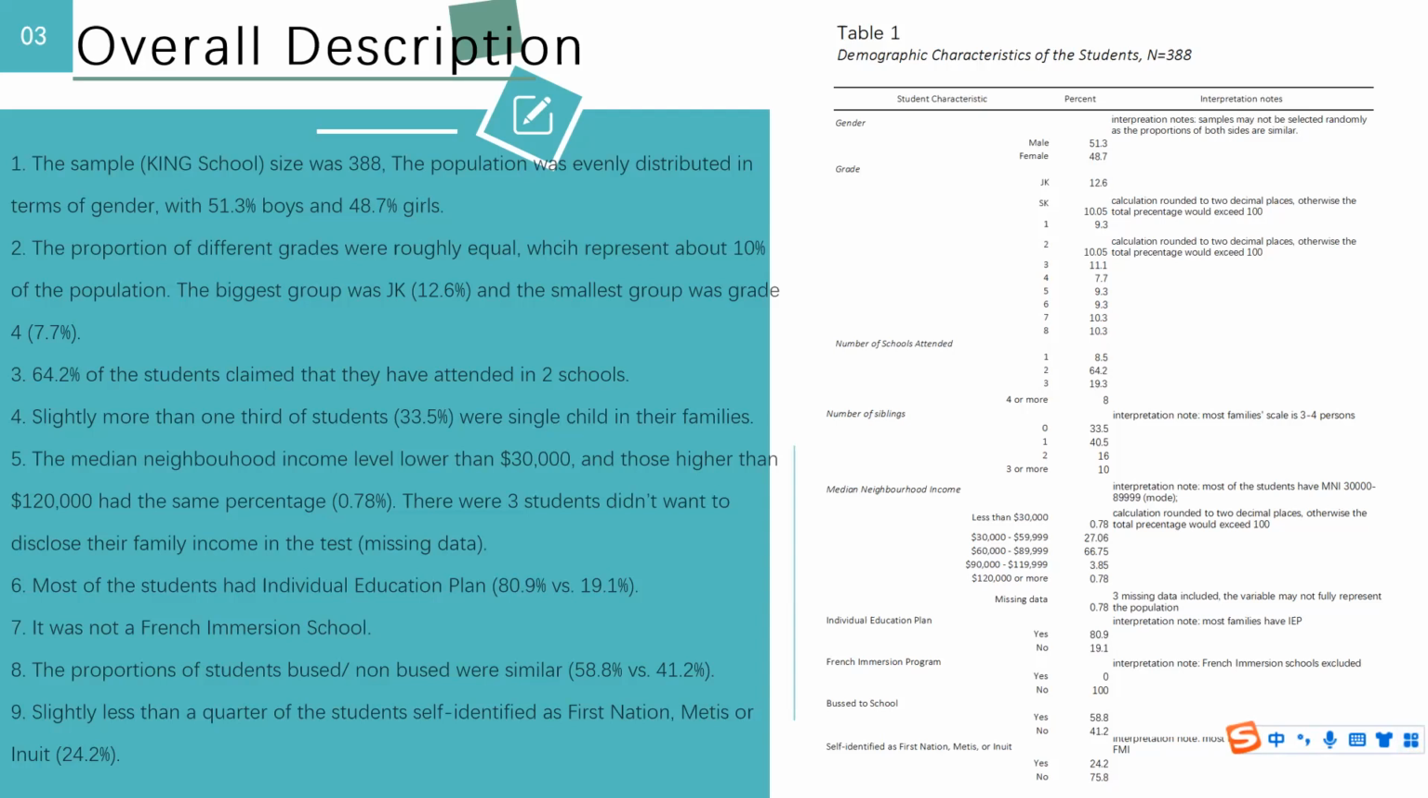Most of the students have individual education plans. The percentage is 80.9% versus 19.1%. It was a non-French immersion school. The proportion of students bussed and non-bussed was similar, representing 58.8% bussed and 41.2% non-bussed. Slightly less than a quarter of the students self-identified as First Nation, Métis, or Inuit, which means 24.2% of the population.